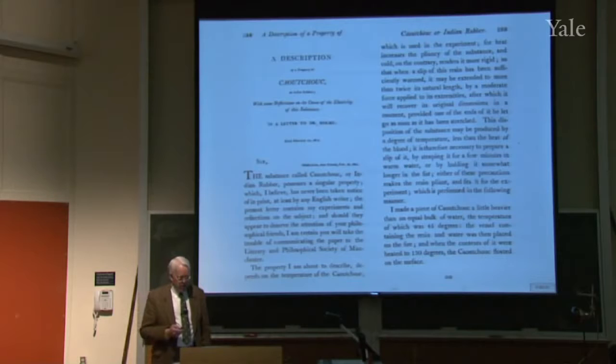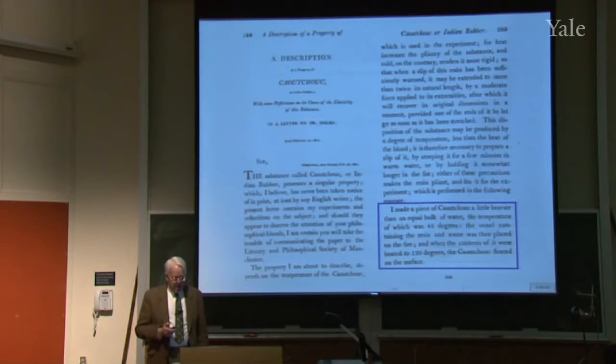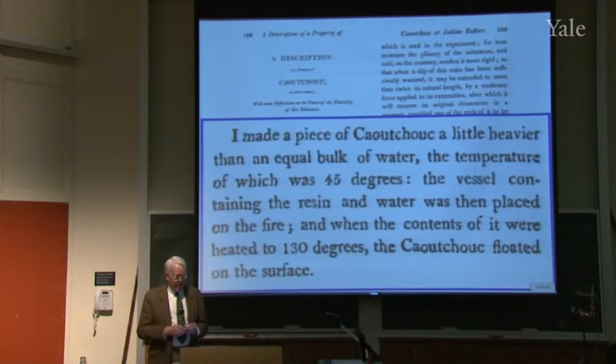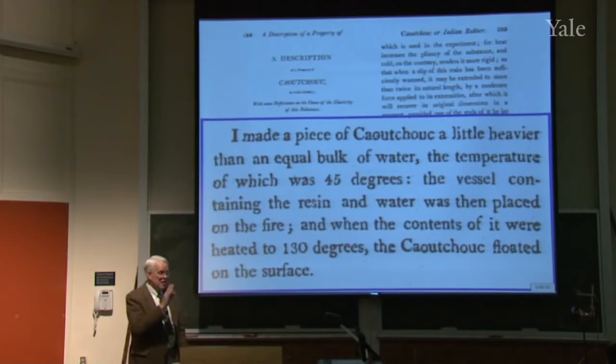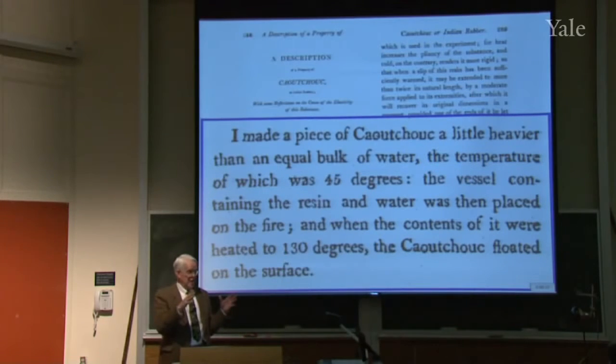Okay, so it goes on, and he says, "I made a piece of caoutchouc a little heavier than an equal bulk of water, the temperature of which was 45 degrees. The vessel containing the resin and water was then placed on the fire, and when the contents of it were heated to 130 degrees, the caoutchouc floated on the surface." What does that say about the density of caoutchouc and the influence of heat on it? Yeah, Mary? It got less dense. It got less dense, right? Because you know water gets less dense when you heat it up.